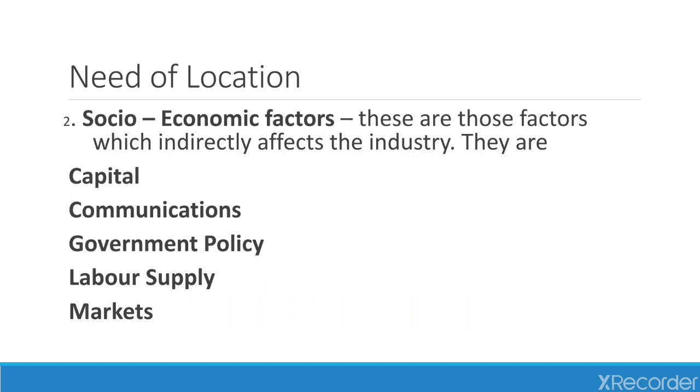The second factor which affects the need of location is socio-economic factors. These are factors which indirectly affect the industries. They are capital, very important to any industry. A company cannot set up a chosen industry without the investment of money. This may come from private sources or from the government. Usually the huge capital requirement was satisfied by the urban areas, so many industries located near urban areas.